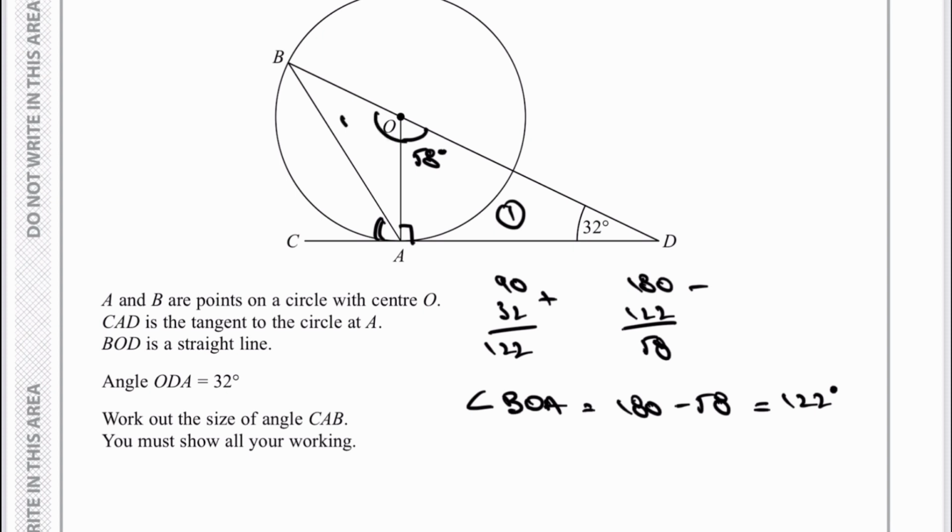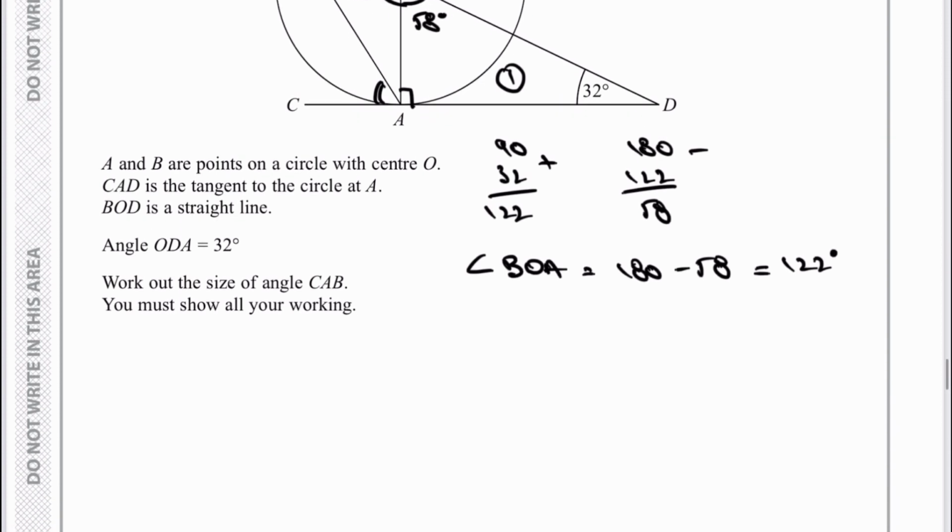Okay, so that's that one at the top there. Now, because this O is the center of the circle, then OB and OA are both radii. So therefore what we've got is an isosceles triangle. So I'm just going to draw this right at the very bottom here.